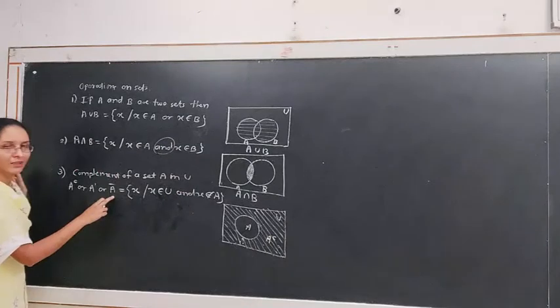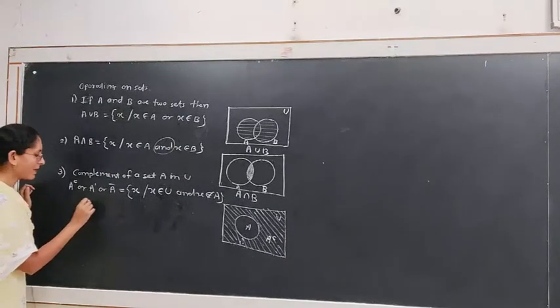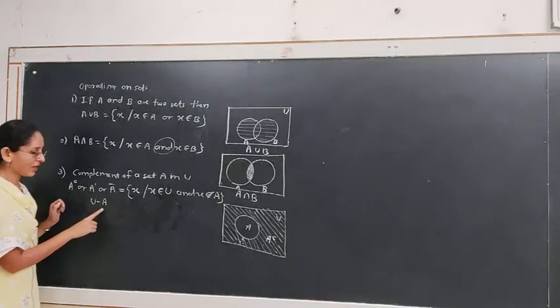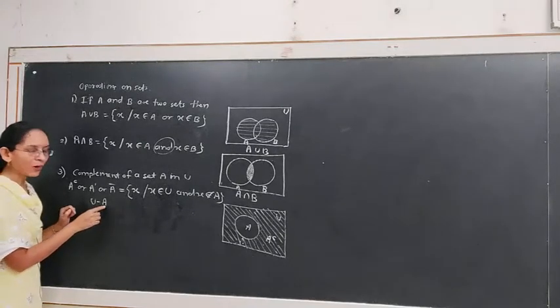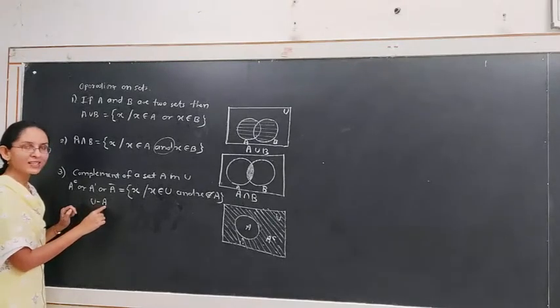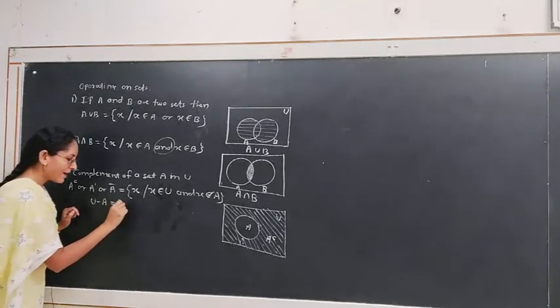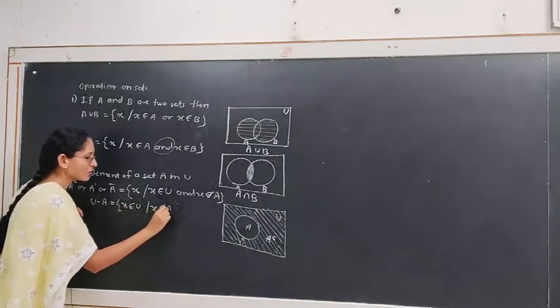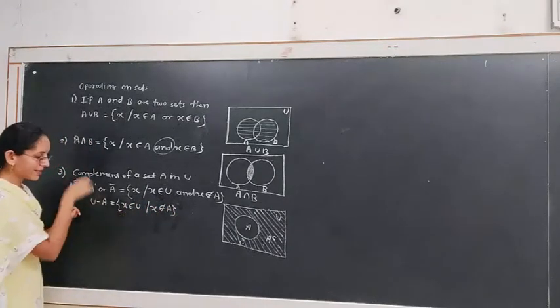This complement is also denoted by U minus A. This is called set difference. We are removing all the elements of the set A from the set U. This is what U minus A is, the same set: X belongs to U where X does not belong to A. This is what the set difference is.